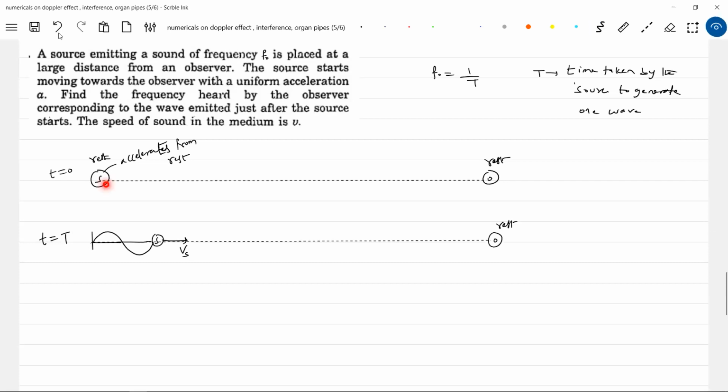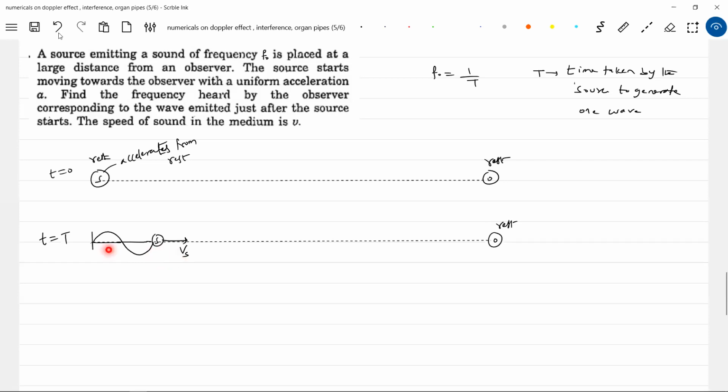It was at rest. By the time a wave is generated, the source will be moving and generating. It's not that it will first generate and then move. It starts accelerating from rest and also starts generating. So by the time it generates one wave, it has covered some distance, and it has acquired some speed.